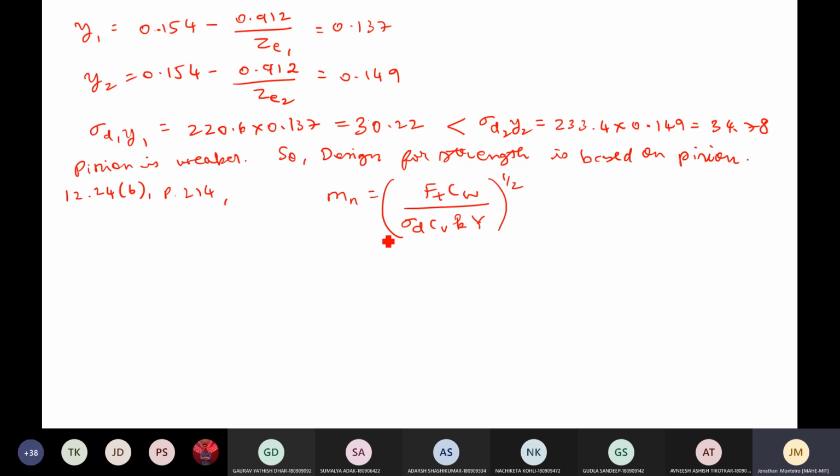Okay, so here what we want is squaring on both the sides. I can write mn square small y must be equal to Ft Cw by sigma d Cv k, and that small y has been extracted, so pi will remain here. Okay, so we can use this particular combination very similar to what we use for spur gears. Why are we using this?